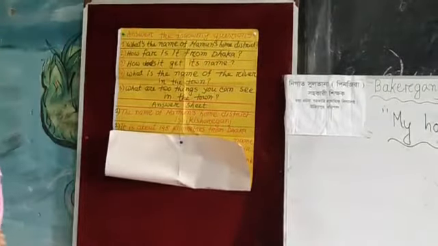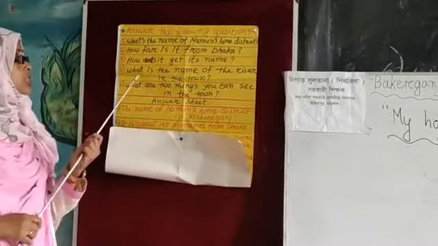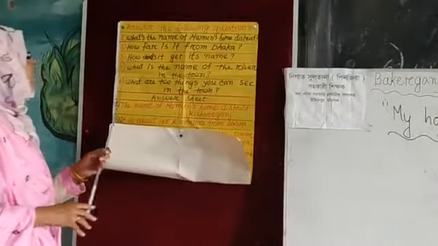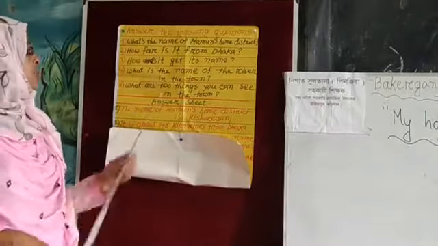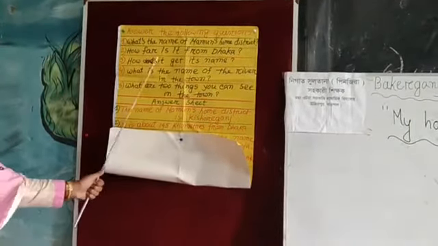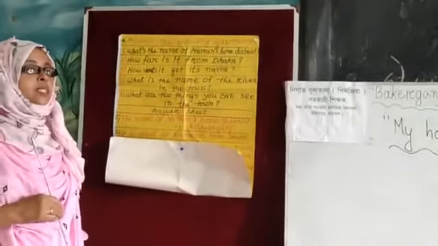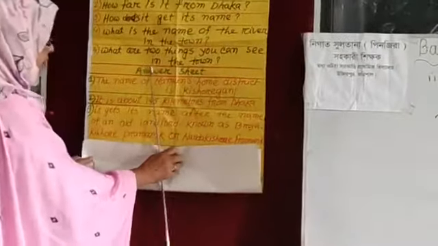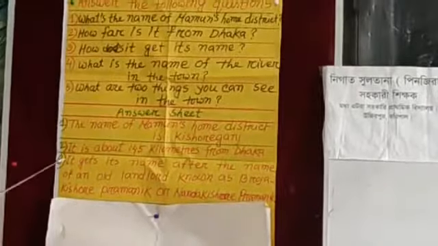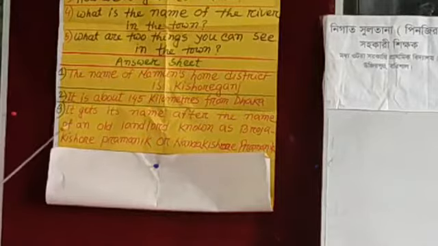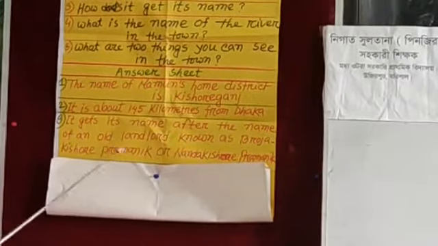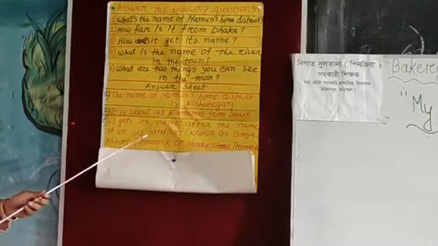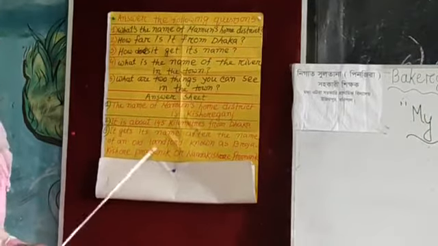Then, my dear little learners, look at question number 3. How does it get its name? Please write the answer in your lesson book. Here is the answer of question number 3. It gets its name after the name of an old landlord known as Brajkishore Pramani or Nandakishore Pramani. I repeat again, it gets its name after the name of an old landlord known as Brajkishore Pramani or Nandakishore Pramani.